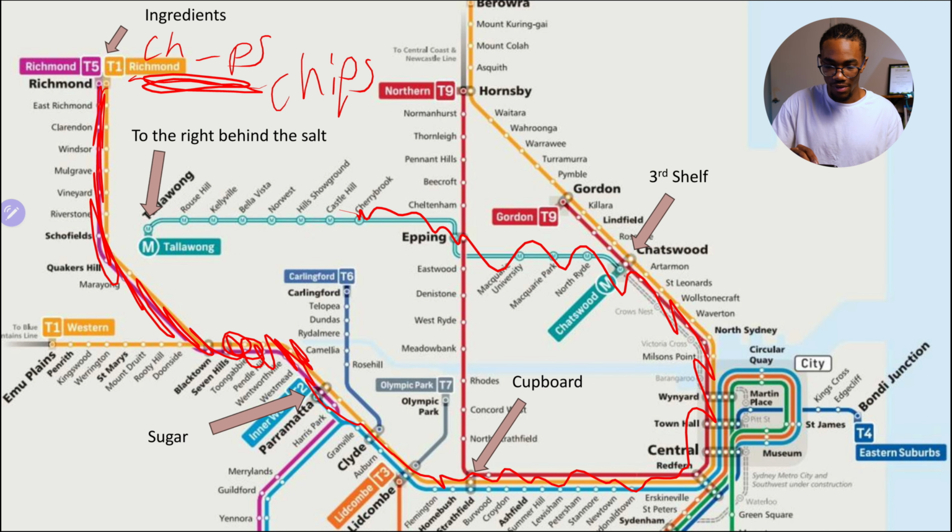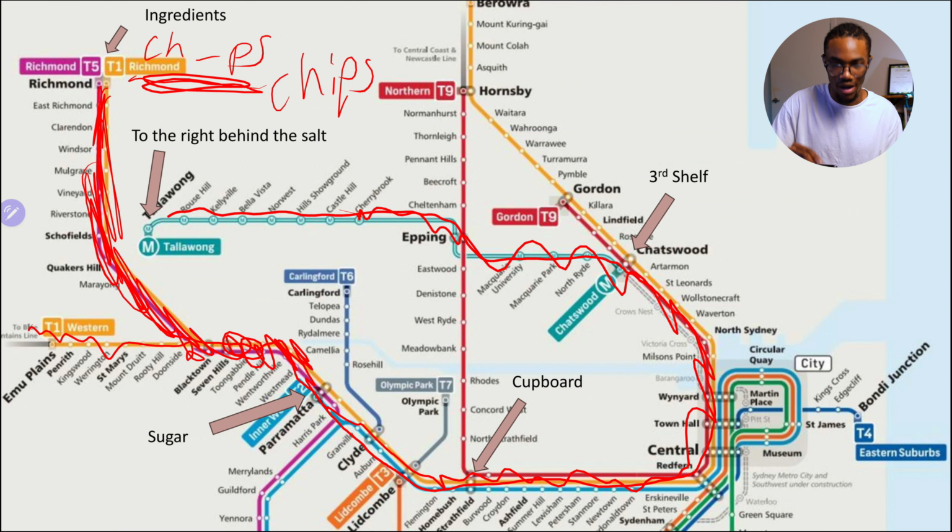So what does that mean? If we go here, instead of coming along this network, we know that the sugar is along this pathway, right? Is this resonating? Is this clicking in now?